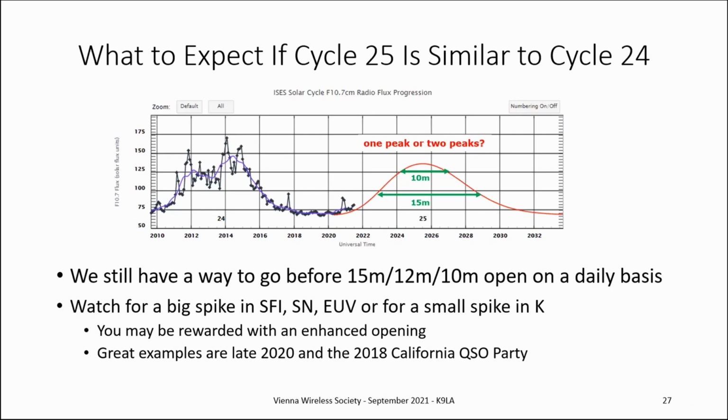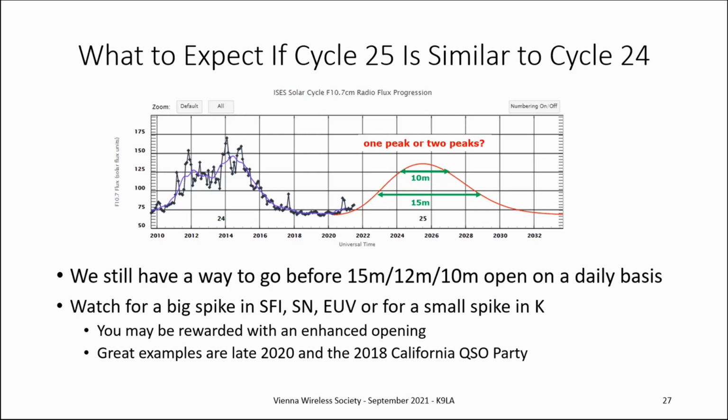Now, if cycle 25 is similar to 24, 24 is on the left there. The black data is the monthly mean 10.7 centimeter solar flux. You can see the monthly mean data is rather spiky. So we further average the monthly means, and that's the smooth data. That's the purple or violet. You can see it's not spiky, it's smooth.